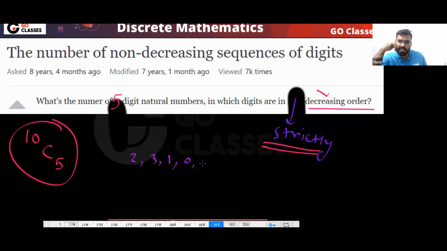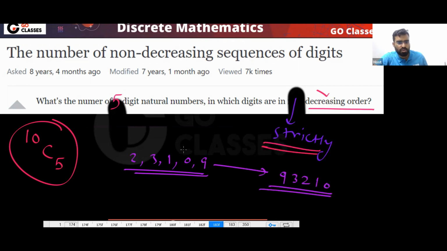If I select these, then what will I get? I want strictly decreasing, so I will get this unique one. So I can say the answer is 10C5. Just select 5. Whatever 5 you select, you will get a unique decreasing order.